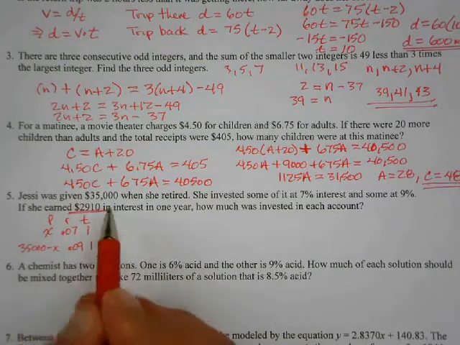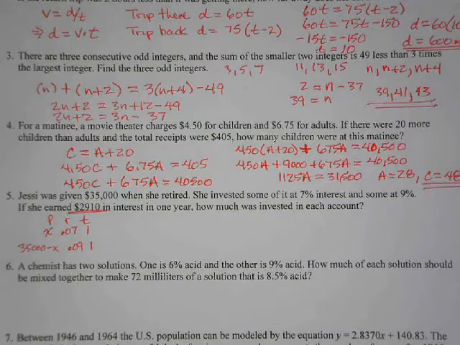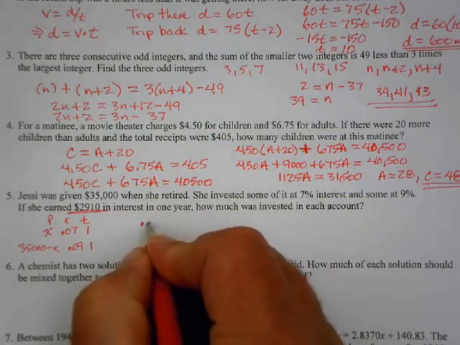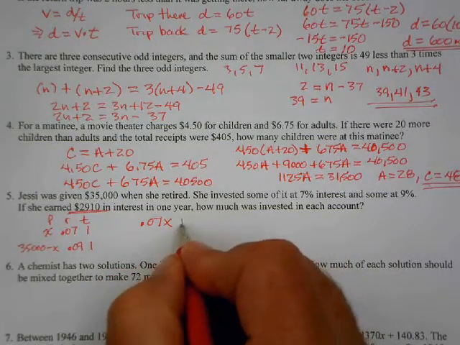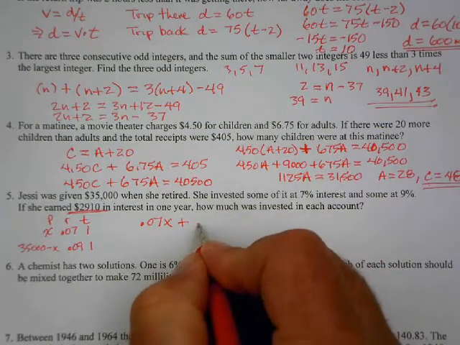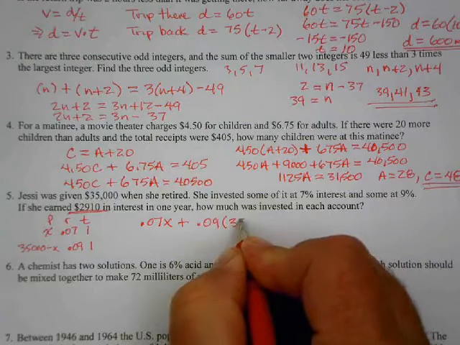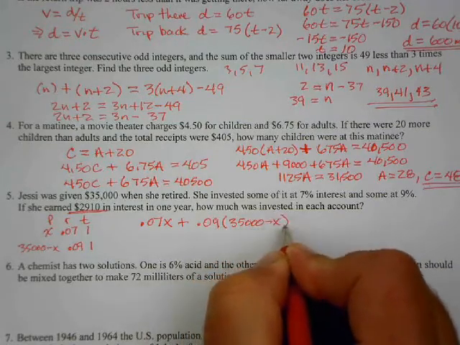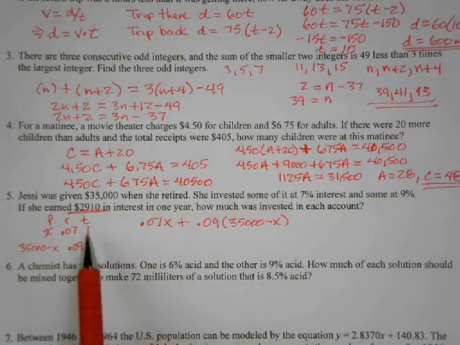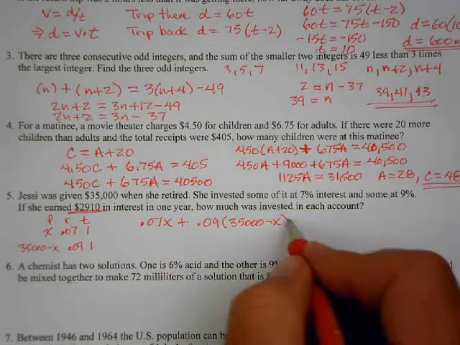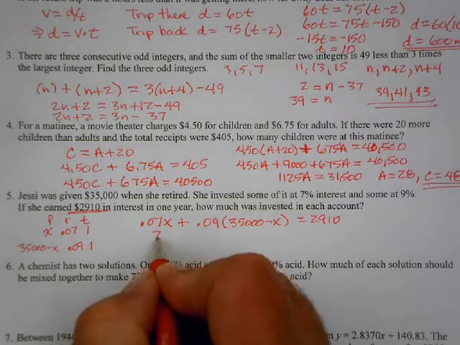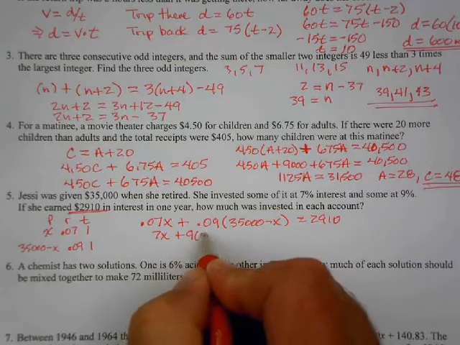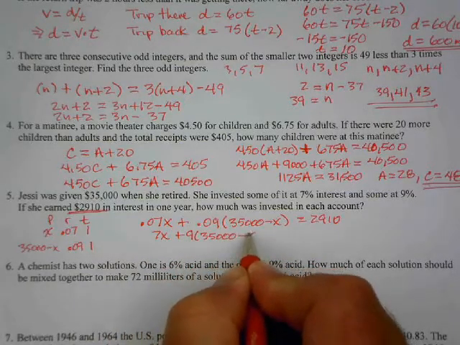So that means it has to be this much from the one account, and then this much from the other account. And of course, since they were both for 1 year, it's just a 1 there, and that has to equal the 2910. Okay, we're going to multiply everybody by 100 to get rid of our decimals. That'll leave us with 7x plus 9 times the 35,000 minus x. Again, I did not touch the number inside the parentheses, and that has to equal 2910.